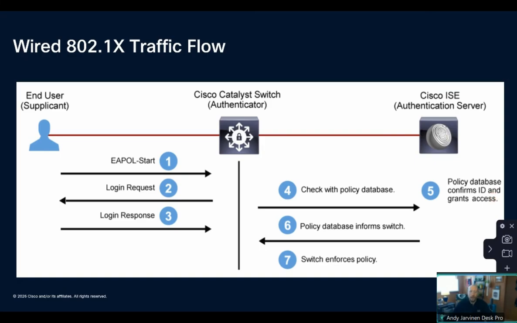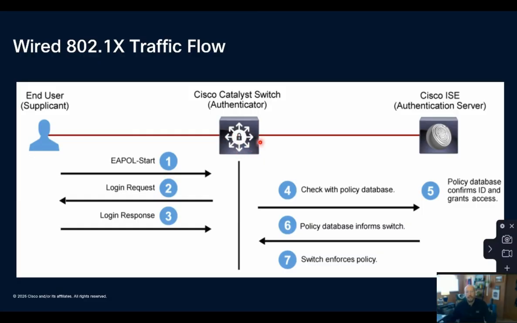So the traffic flow, let's just do one quick traffic flow through here. So the endpoint plugs into the switch. The endpoint will reach out with EAPOL to the switch to say, hey, I'm here. The switch can also be configured to automatically request the credentials as soon as the port comes up, which is something we'll do. So once the endpoint says, I'm here, the switch says, hey, who are you? And then the endpoint says, I'm username and password, or I'm device certificate.